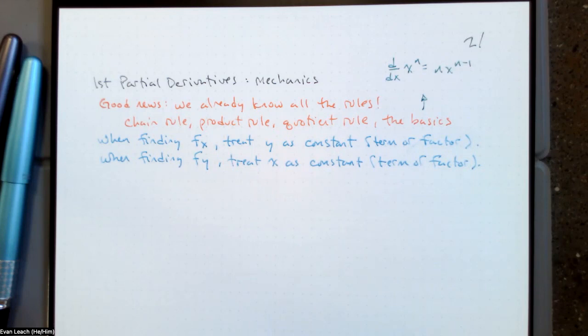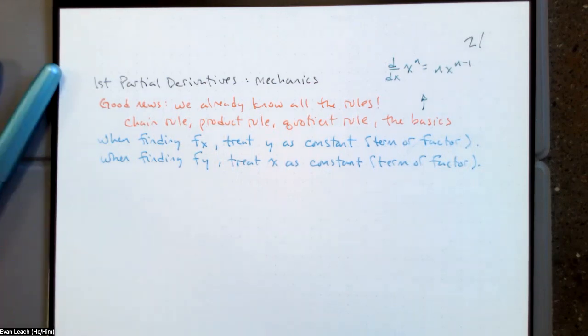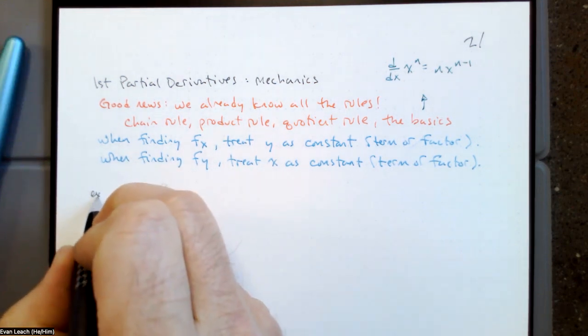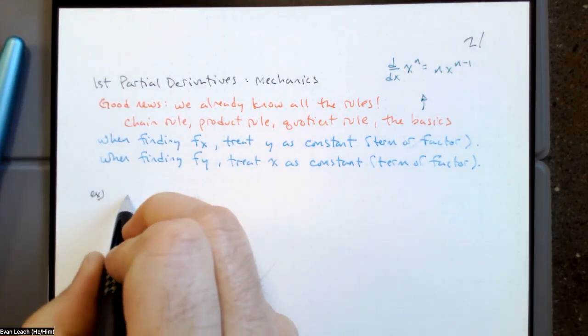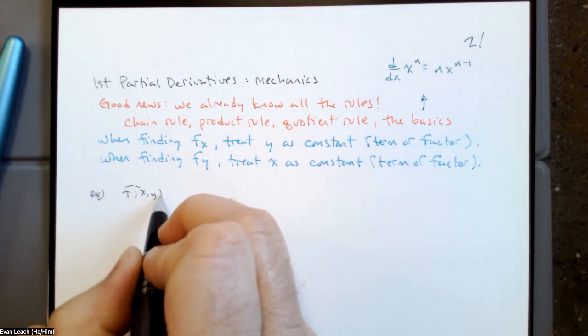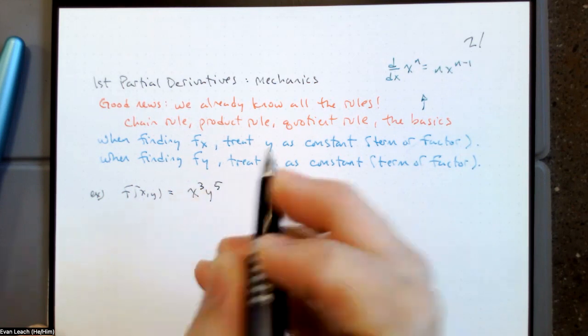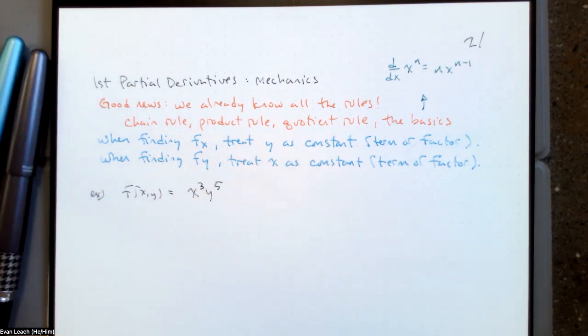That being said, I needed only 5 minutes to do the next example because you already know how to do this. Check it out. Let's suppose that f of x, y is x cubed y to the 5th. Function of 2 variables. What's the partial of f with respect to x?